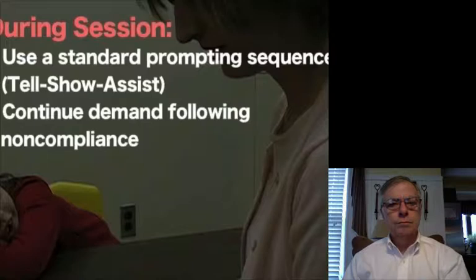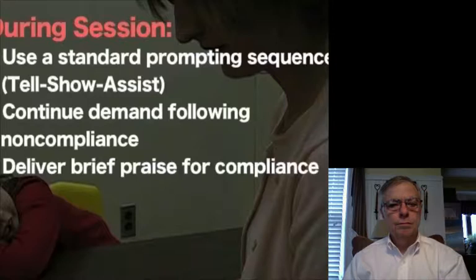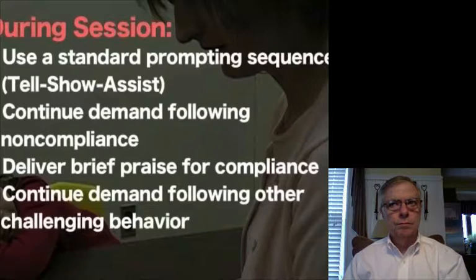If the child is compliant with the demand before physical assistance is used, deliver brief praise. If any other behaviors occur during the demand, ignore them and continue with the prompting sequence. This includes requests for help or breaks, or the occurrence of challenging behaviors other than the target behavior.